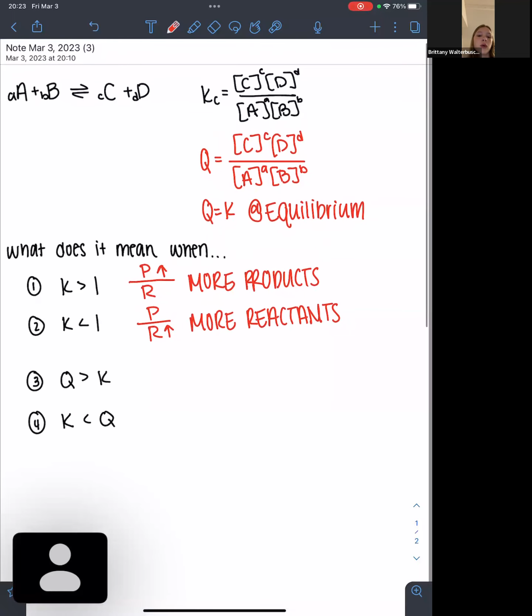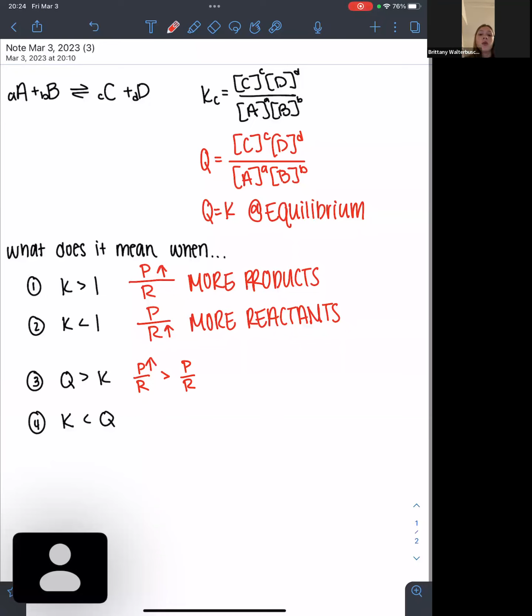So what does it mean if we have a Q value that's greater than K? I like to think of it as always products over reactants. So if we have a really high Q value, then that means we have a lot of products, making that value so big in comparison to our K value, which is also represented by products over reactants. So if we have so many products, we need to get rid of those products in order to reach our K value. So we're going to form more reactants.